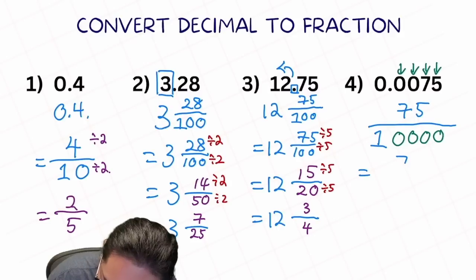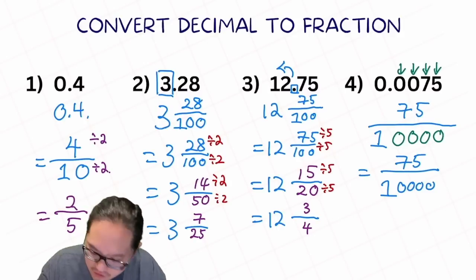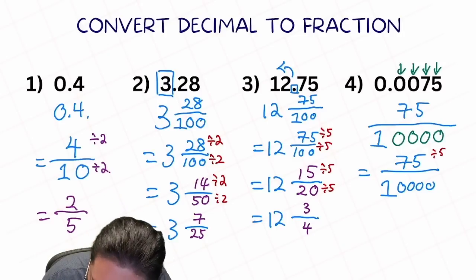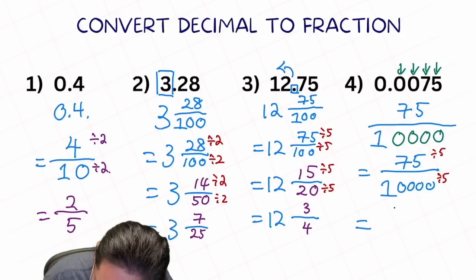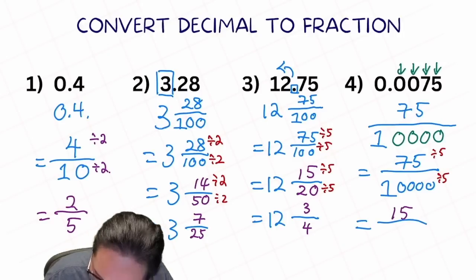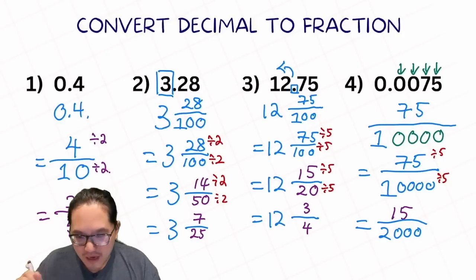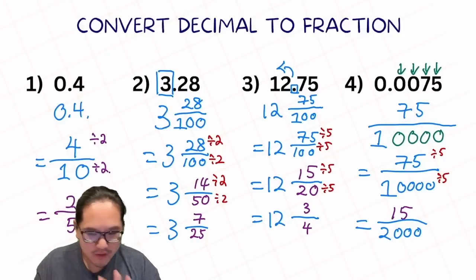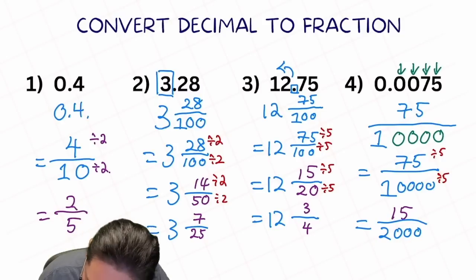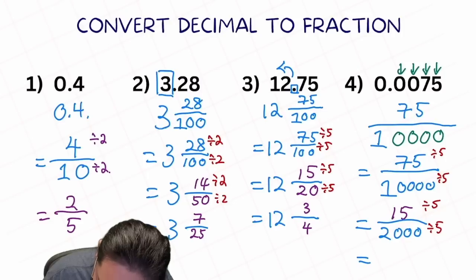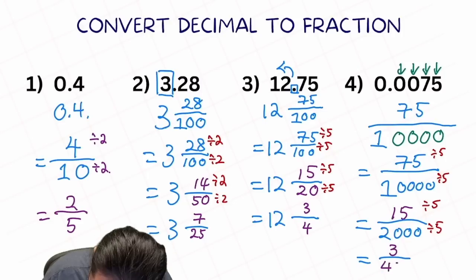Okay? That's not it, right? We need to simplify this. So how do we simplify? So let's see. For sure we can divide it by 5. 75 divided by 5 is equal to 15 over 2000. So after that, can we simplify anymore? Yes, we can. We can divide by 5 one more time, right? So this will be equal to 3 over 400.